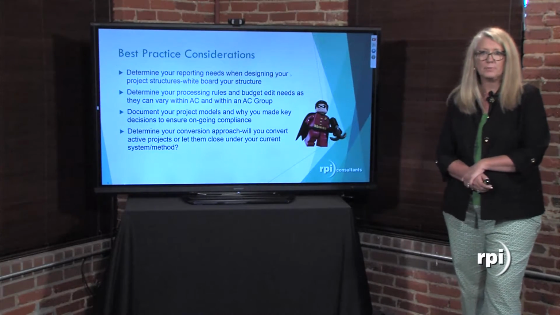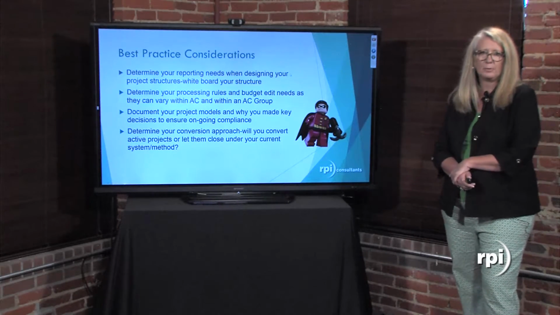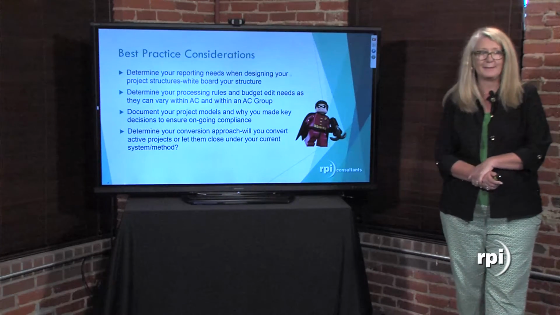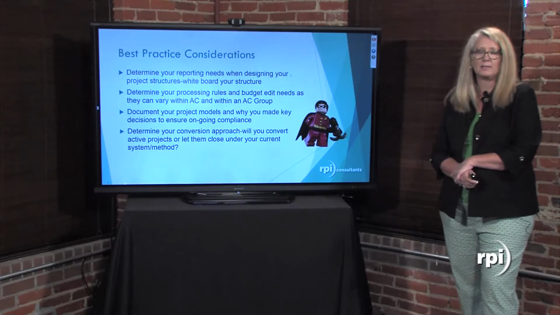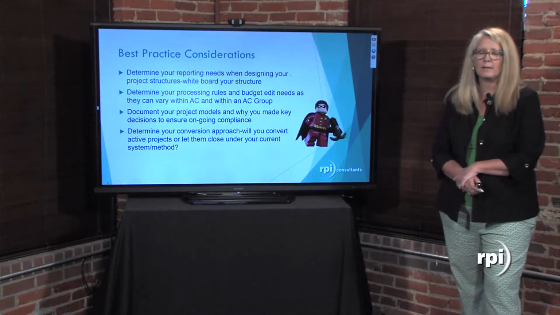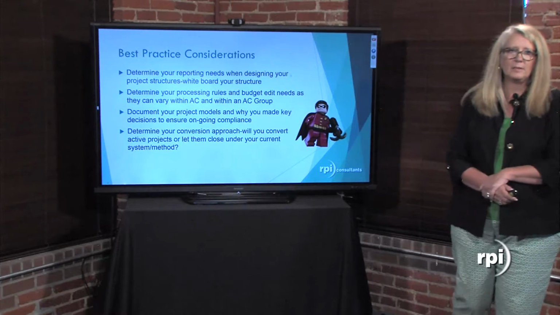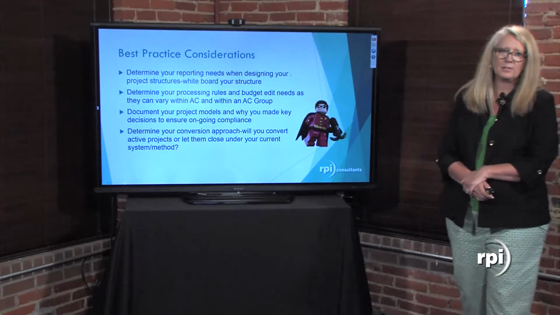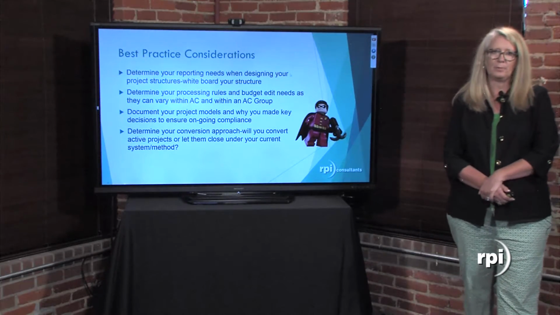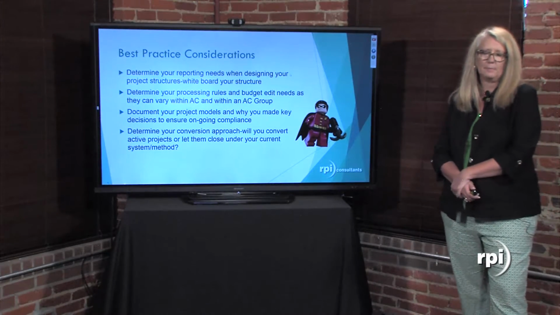Determine your processing rules and budget edit needs, as they can vary within AC and within an AC group. So I don't have to follow the same budget edits per se in an activity group. I can set those down at a lower level in later versions of Lawson, which was a big sticking point in the early versions of Lawson. Document your project models and why you made key decisions to ensure ongoing compliance. And determine your conversion approach. Will you convert active projects or let them close under your current system or method?